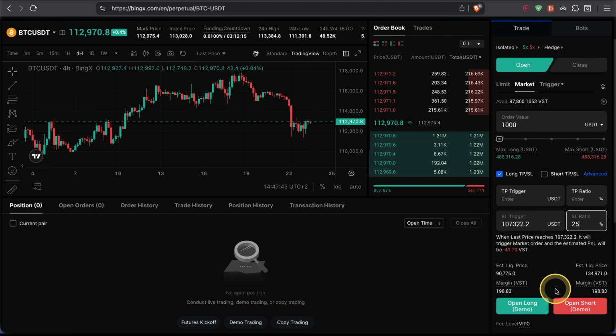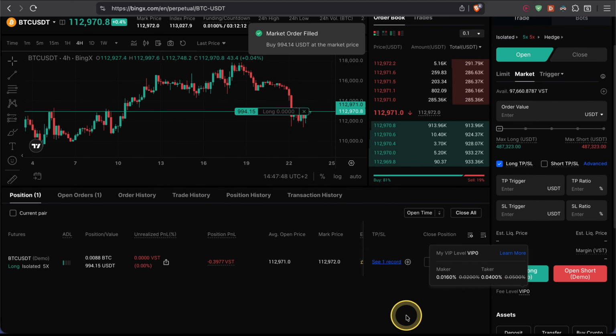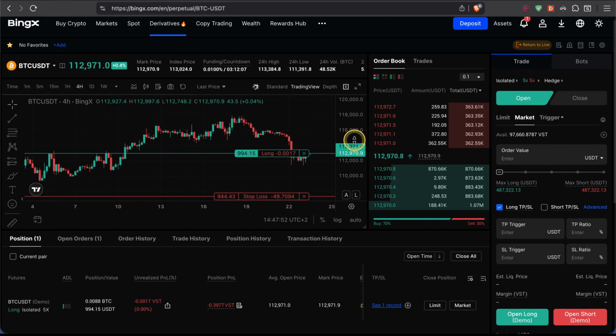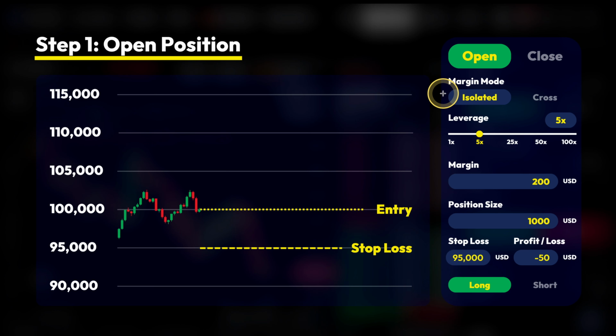Then we can simply go down here and click on open long, and we can directly see we've opened this position. We can see right here where we entered the position, and down here is also our stop loss. So now we've got this trade opened. If the price doesn't go into our desired direction, we've limited our losses with a maximum 1% loss.